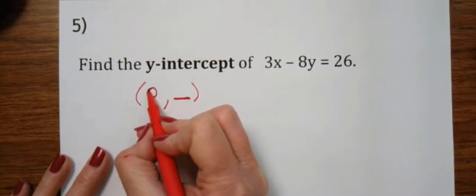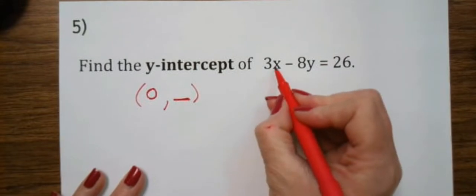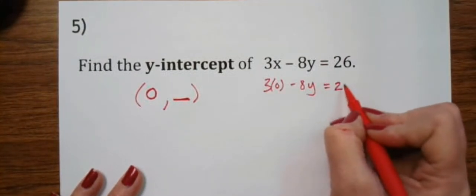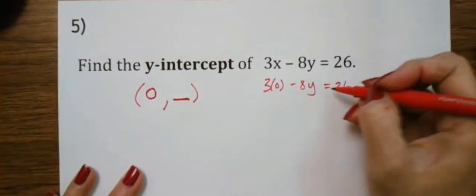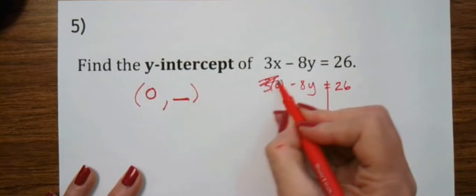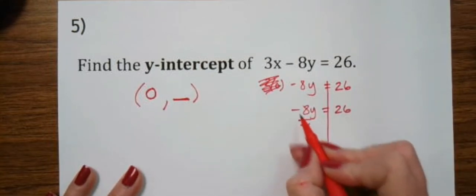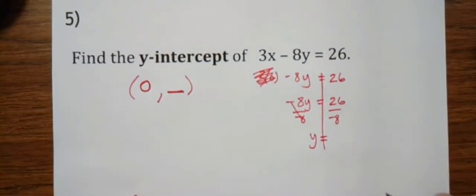The x-coordinate is always 0 for every point along the y-axis. So I'm going to replace the x with a 0, and I'm going to solve the equation for y because I'm looking for the y-intercept. Well, 3 times 0 is just 0. Cross it off, and I have negative 8y equals 26. I'm going to divide by negative 8, and I get 26 over negative 8.